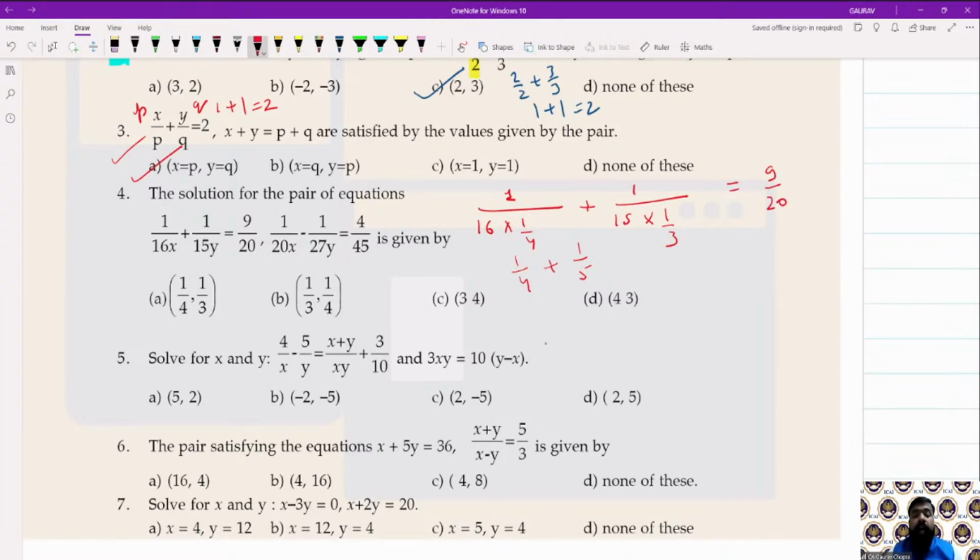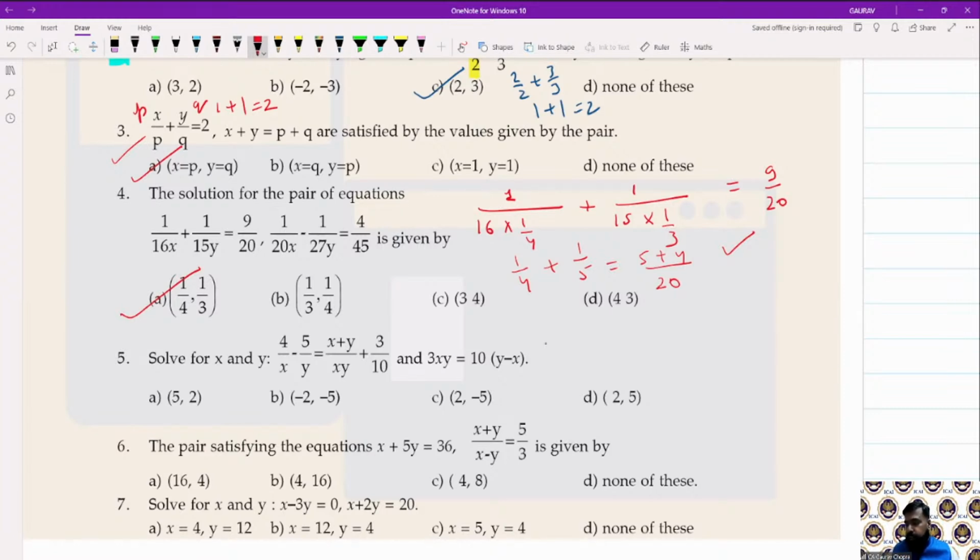If we add 1 by 4 and 1 by 5, what is the LCM? 20 is the LCM. So we are getting 5 plus 4, that is 9 by 20. So 9 by 20 is the correct answer. That is satisfying the equation. So option number A is correct. Similarly, if you want, you can also check with equation number 2 as well.